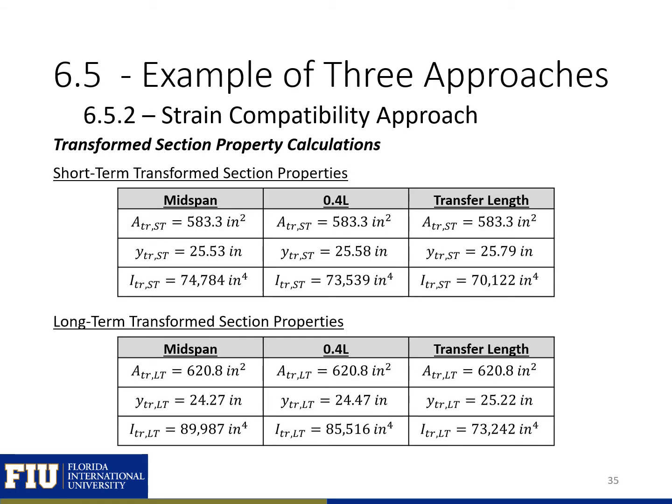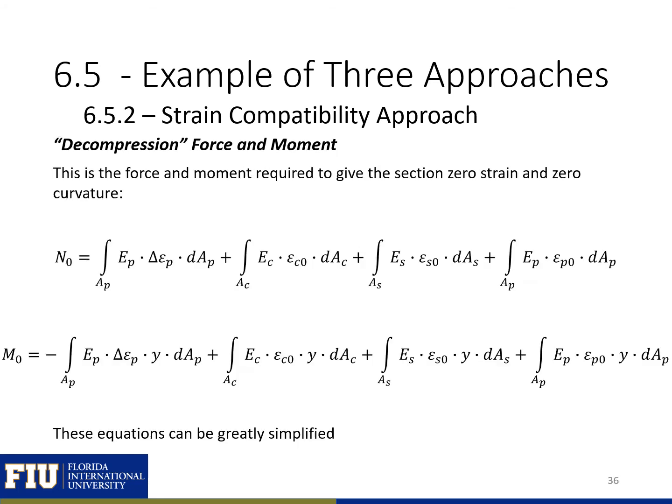Again, using the equations and procedures that we did earlier in class and in other examples, we can find the short-term transformed section properties at our 3 locations and our long-term transformed section properties at our 3 locations. We can now find our decompression force and moment, and we'll use the same equations that we did earlier in class and looked at in other examples. So I just provide them again for you here on this slide.